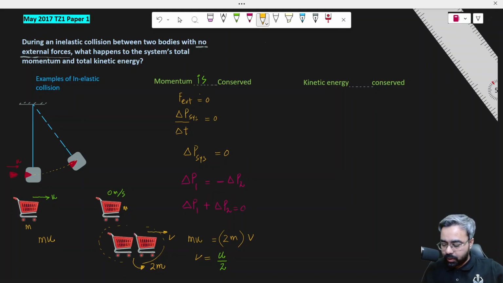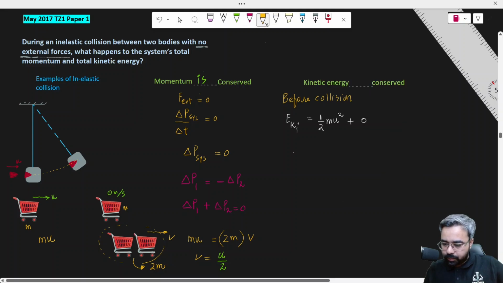So what is the total kinetic energy before the collision? Only car 1 was moving. So the initial kinetic energy is just due to the kinetic energy of this car, whereas the other car was at rest, so it has no kinetic energy. And what about after the collision?